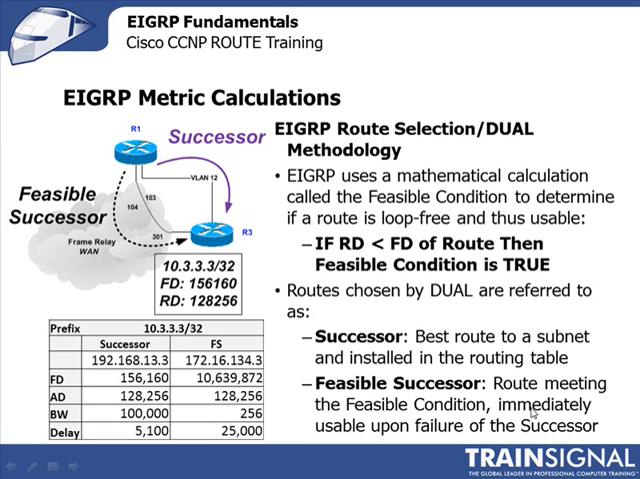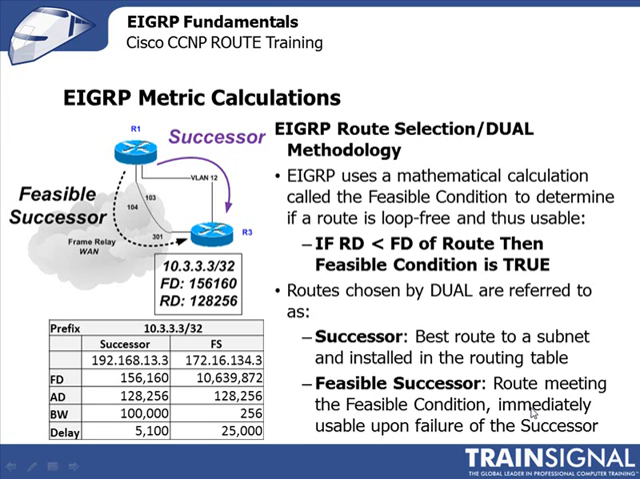So is the reported distance less than the feasible distance? Well, 128.256 is less than 156.160. Therefore, it's a usable route. Therefore, it passes the feasible condition, and therefore, it is usable. So that's one of the ways, in fact, the way that EIGRP determines the route to install in the IP routing table. Now, another aspect of this is the way EIGRP refers to routes.